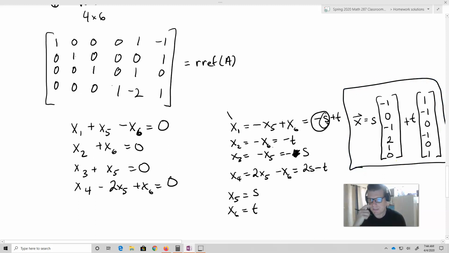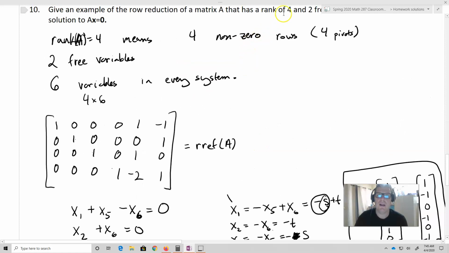Okay? So what this is, it's a visualization problem, right? Knowing that when we have the rank of a matrix A, that tells me how many pivots I have inside of that matrix, how many non-zero rows, which equals the number of pivots. What is a free variable? They have to represent the other variables, right? So each pivot represents one of the variables in the system, and the free variables represent 2 more, right?